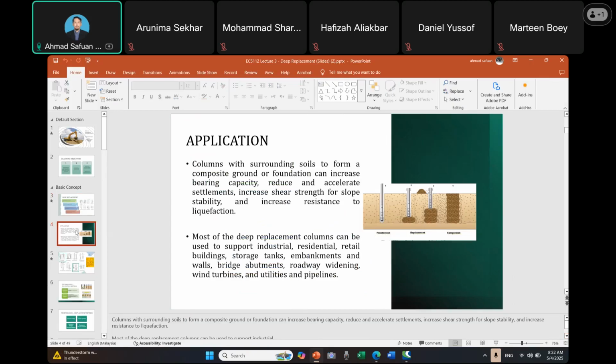So columns with surrounding soil form a composite ground or foundation that can increase bearing capacity, reduce and accelerate settlement, increase shear strength for slope stability, and increase resistance to liquefaction. Most deep displacement columns can be used to support industrial, residential, and retail buildings, storage tanks, embankments and walls, bridge abutments, railway widening, wind turbines, utilities, and also pipelines.